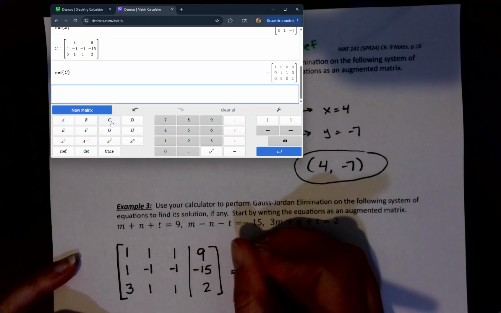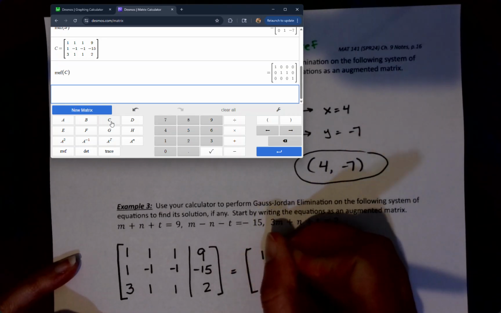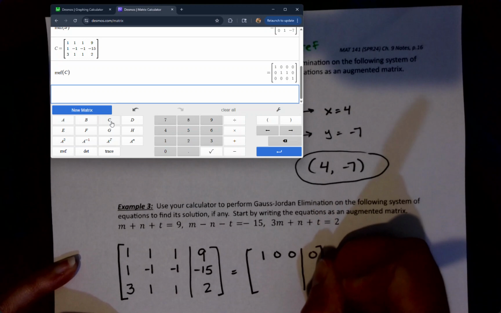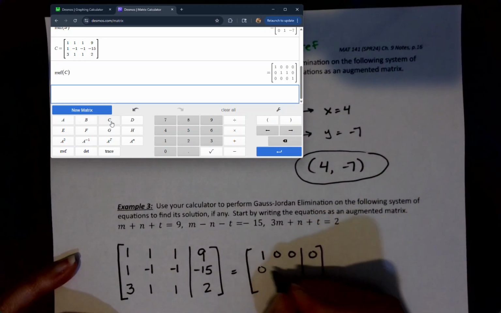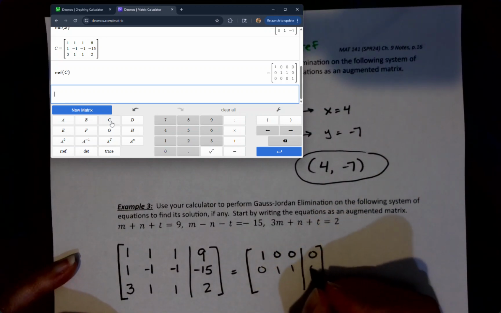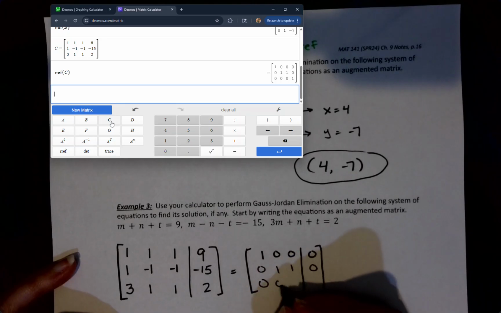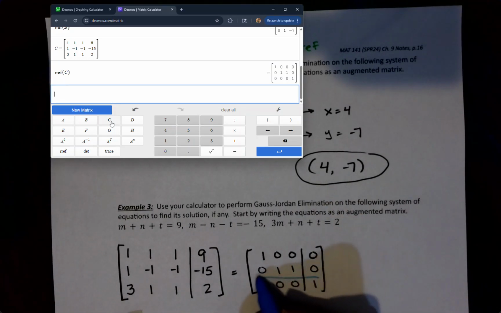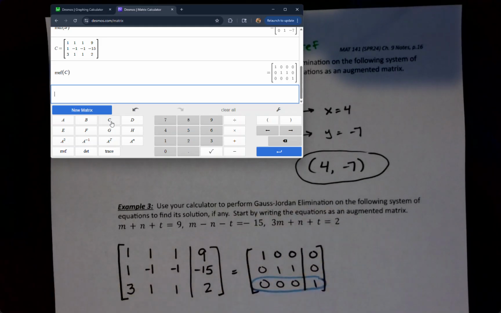This is equal to 1, 0, 0, 0, 0, 1, 1, 0, 0, 0, 0, 1. So before I start writing down solutions, I need to notice that that bottom row immediately is false, and so there is no solution to this system.